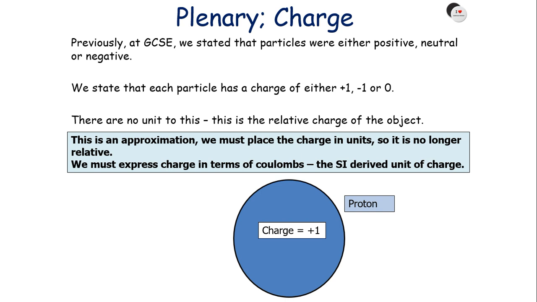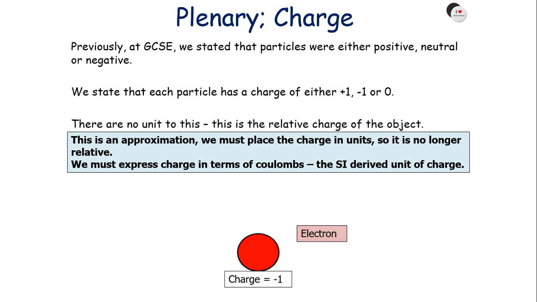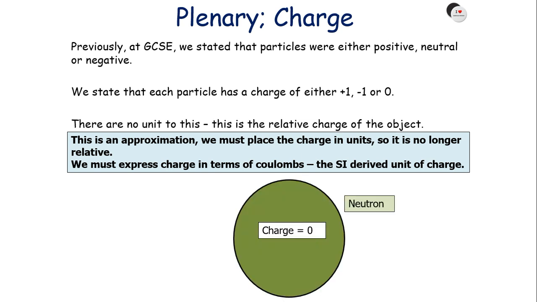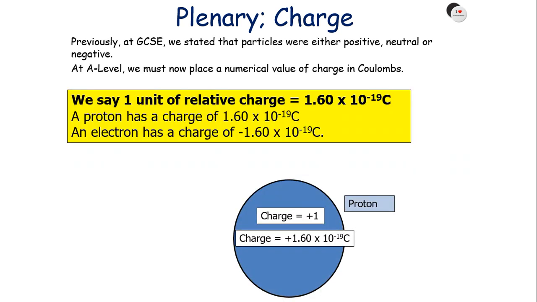We've got to express charge in terms of coulombs, the SI derived unit for charge, the standard unit of charge. Whilst the proton at GCSE you said was +1, the electron was -1 and the neutron was 0, we now actually say that the charge of a proton is 1.6 times 10 to the minus 19 coulombs, because 1 unit of relative charge at GCSE is actually 1.6 times 10 to the minus 19 coulombs.